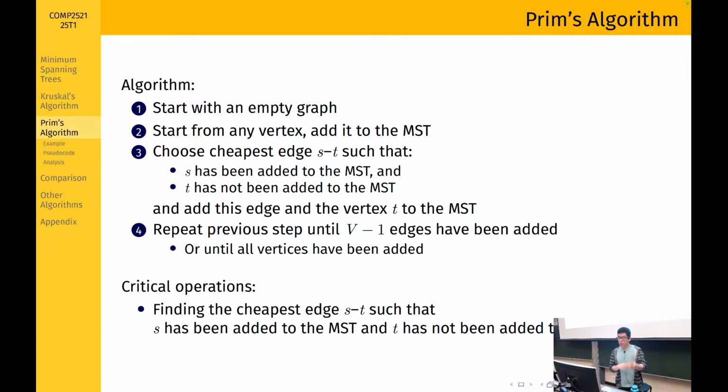Then what we're going to do is look at all the edges between this starting vertex and all the vertices connected to it. None of those vertices have been added to the minimum spanning tree yet. I'm going to pick the cheapest edge out of those and add it to the minimum spanning tree.